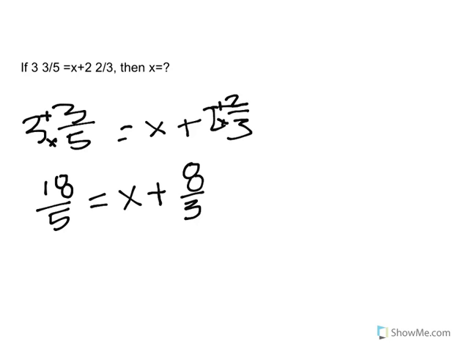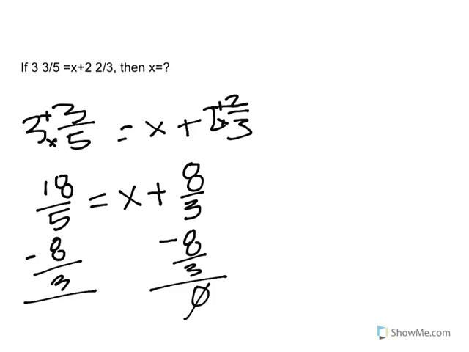So now we simply solve for x. Well, this is similar to the first problem that we did where we need to get x by itself. So we can subtract 8 over 3 from both sides to get x by itself. So we know that 8 over 3 minus 8 over 3 is going to give us 0. So that leaves us with x on one side. Now we can solve the other side: 18 over 5 minus 8 over 3.